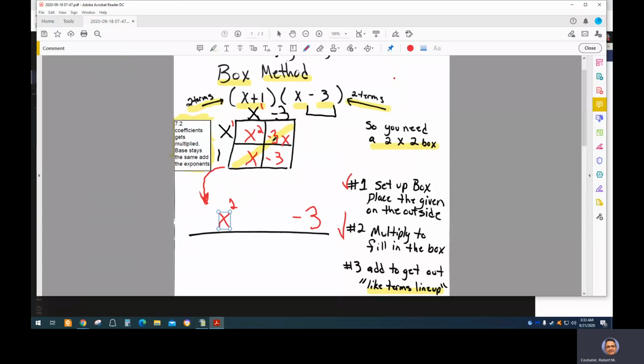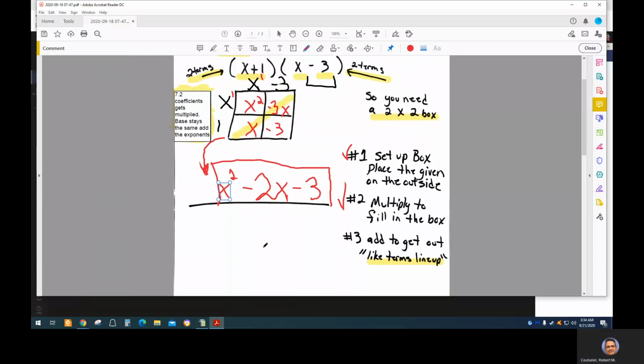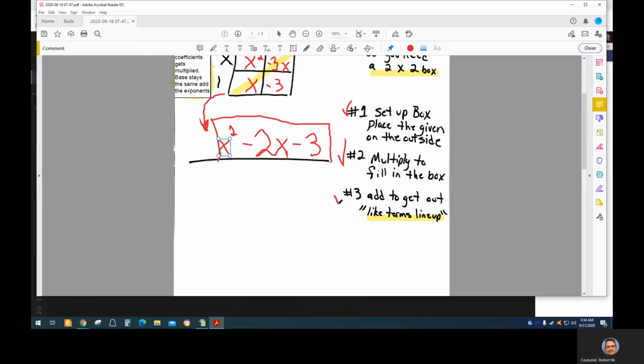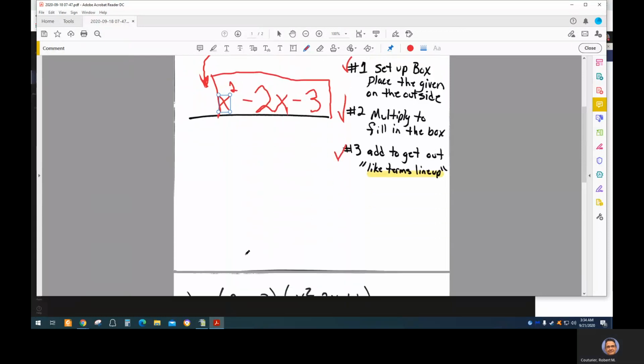Well, if I have negative 3 of something, and I have 1 of something, so negative 3 plus 1 gives me a negative 2. And what am I adding together? You're adding your x's. So that would give us our final answer here. We have x squared minus 2x minus 3. And you are good to go. Finished our last step.